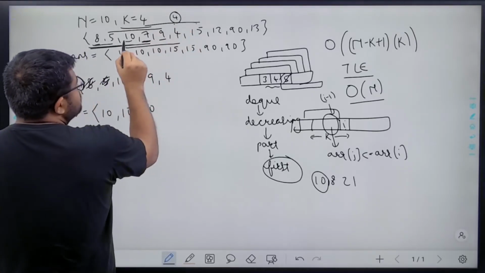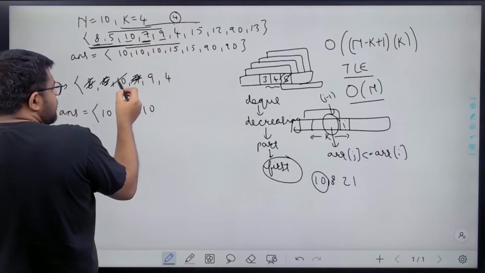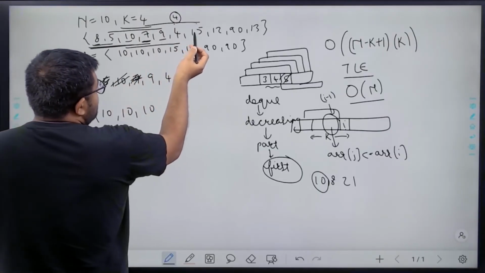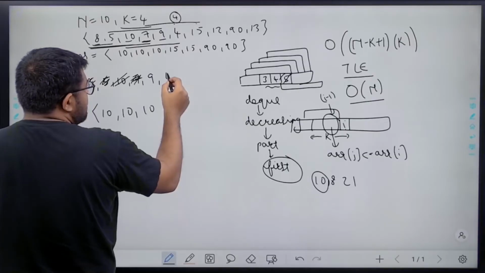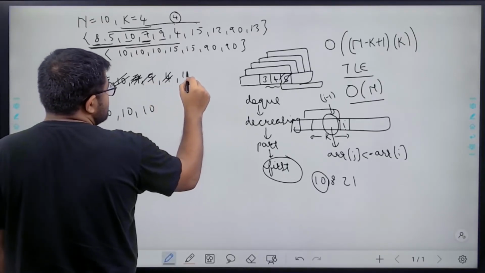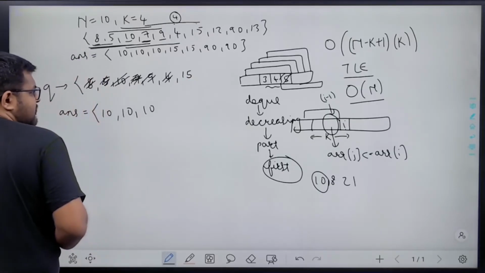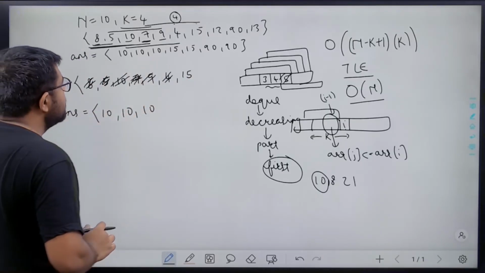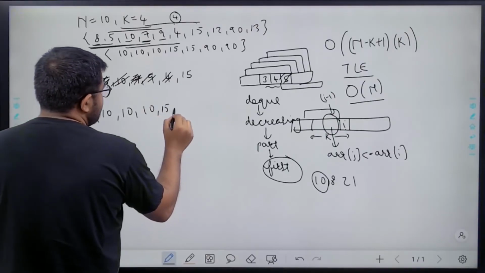Now 10 is not a part of this subarray, so first of all I will remove it. Now 15, now 4 is less than 15, so I will remove it. 9 is also less than 15, so I will remove it. So there is only one element in my deque, that is 15. All these elements are removed, so the maximum element is 15.